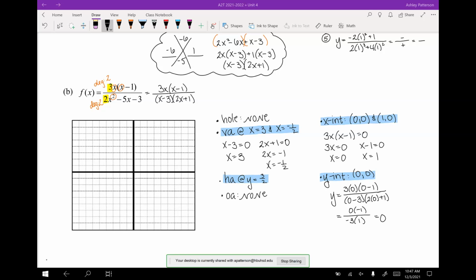Excellent. Let's sketch these in, graph these vertical asymptotes, and please get as close to being accurate as possible. I know 1/2 is a little bit challenging. Do the best that you can, please.